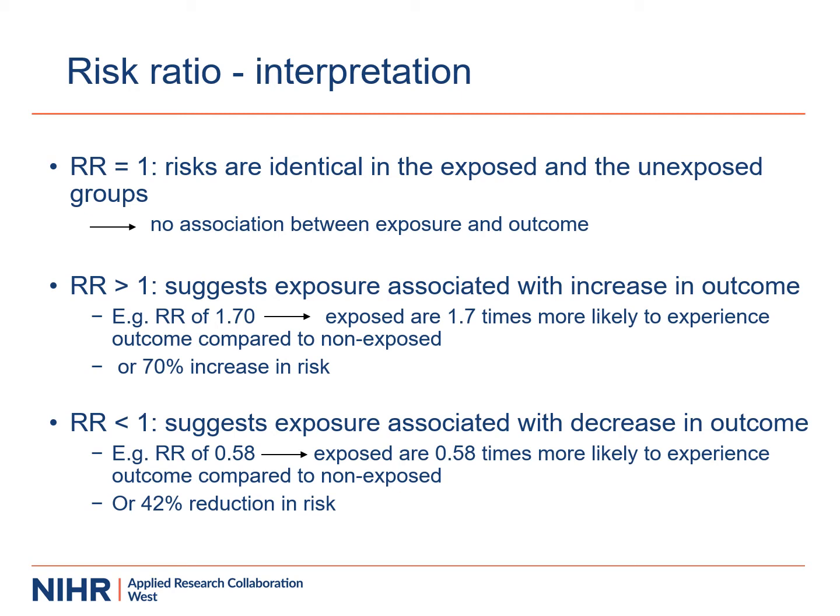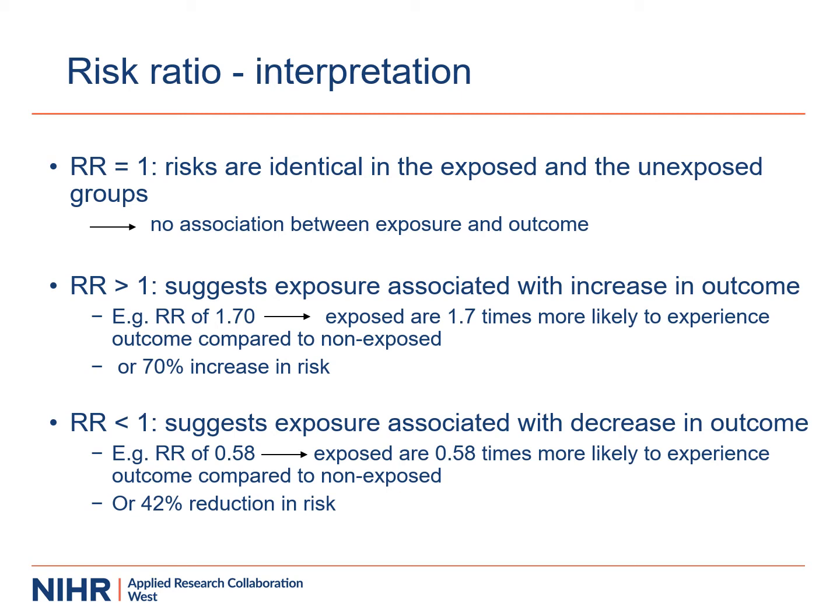Similarly, a risk ratio of less than 1 tells us the outcome is less likely in the exposed group than the unexposed group. So for example, if we had a risk ratio of 0.58, this tells us that the outcome is 0.58 times as likely in the exposed group as the unexposed group. Or another way to describe this is to say that the risk is 42% lower in the exposed than the unexposed group. So as you can see, there are a few different ways that you can describe a risk ratio.